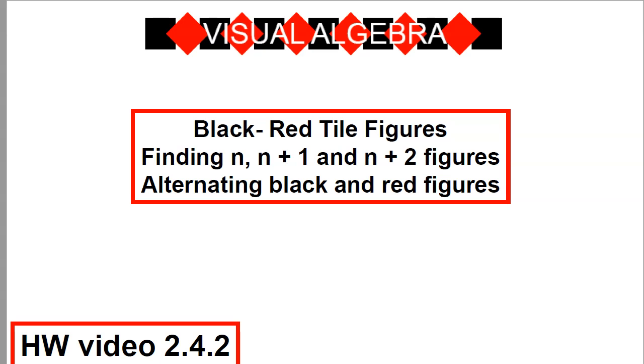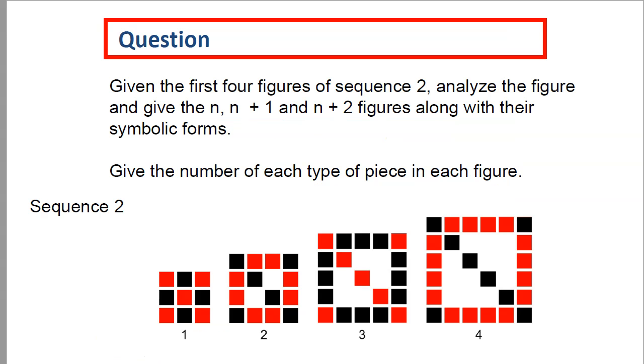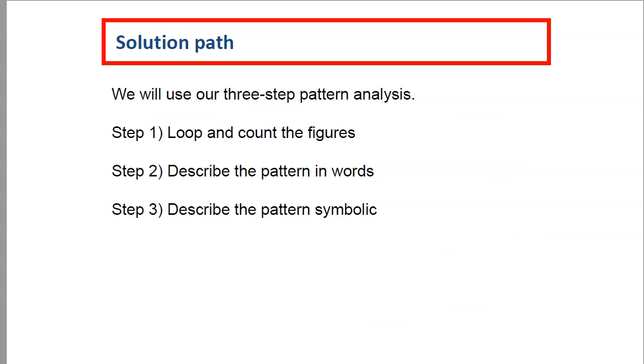In this video, we'll find the n, n+1, and n+2 figures for alternating black and red figures. Our question is, given the first four figures of sequence 2, analyze the figures and give the n, n+1, and n+2 figures along with their symbolic forms, and then give the number of each type of piece in each figure. We'll use our three-step pattern analysis.